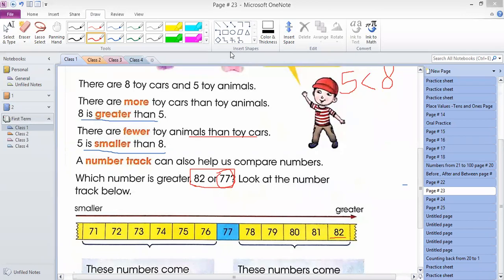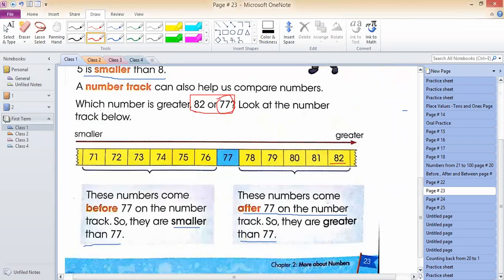Listen to my question first. I am asking, does 82 come after 77 in the number track or before 77 in the number track? Only you have to answer. 82 comes after 77 or before 77? After. Very good. 82 comes after 77. So you will say, sir, 82 is greater than 77.